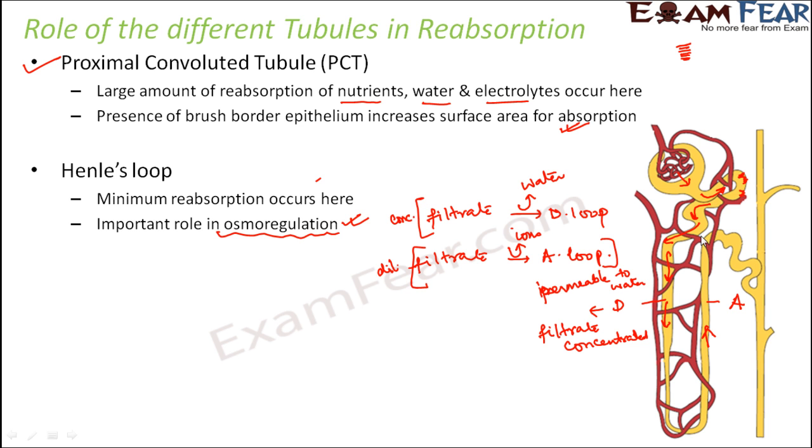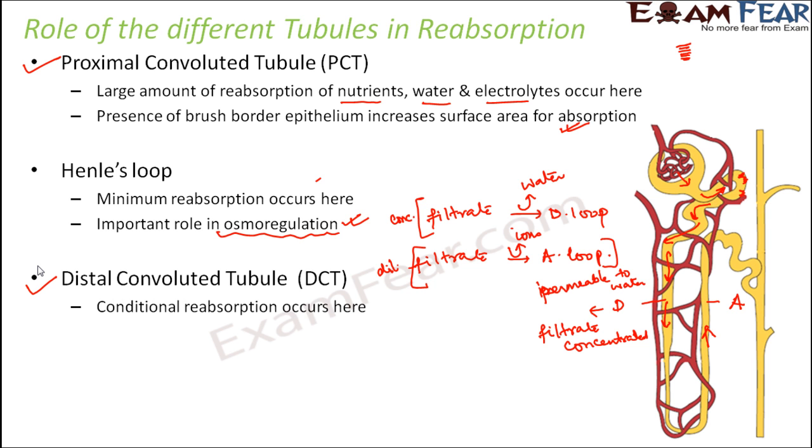So for now, just understand that from the PCT, where maximum reabsorption has happened, the filtrate comes to the Henle's loop where water and ionic balance is maintained. In the descending loop, it is permeable to water, so water is lost from the filtrate and the filtrate becomes more concentrated. Then the concentrated filtrate moves up the ascending limb, which is permeable only to the ions, so it tends to lose ions. As a result, the filtrate again becomes diluted, and after this it enters into the distal convoluted tubule, which is another coiled tubule.